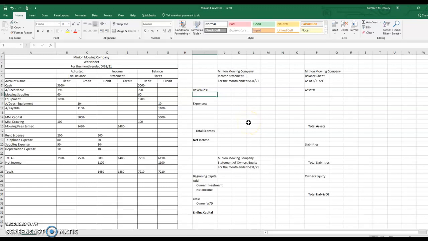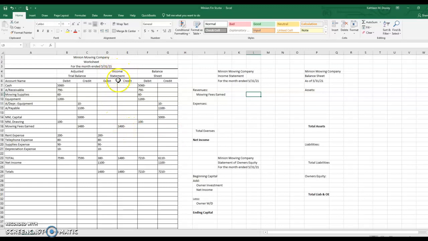Okay, and so we're going to list all the revenues. We only have one revenue, and that is mowing fees earned. Okay, we're going to have two columns. We're going to have a detail column and a summary column. Since there's only one number, we're going to use the summary column, and that is, we're going to take this number straight.